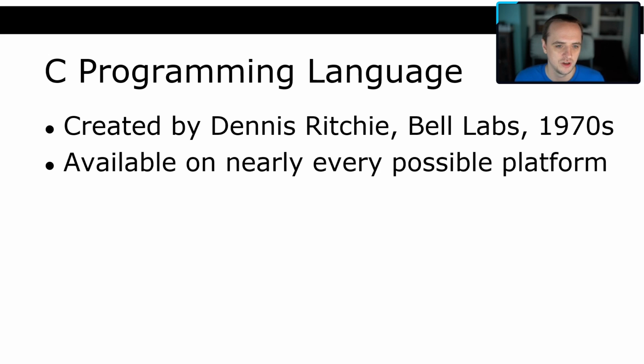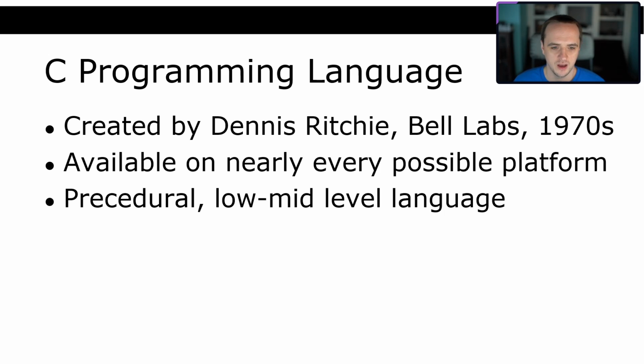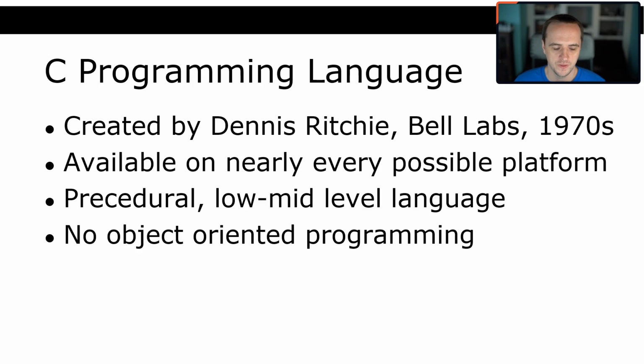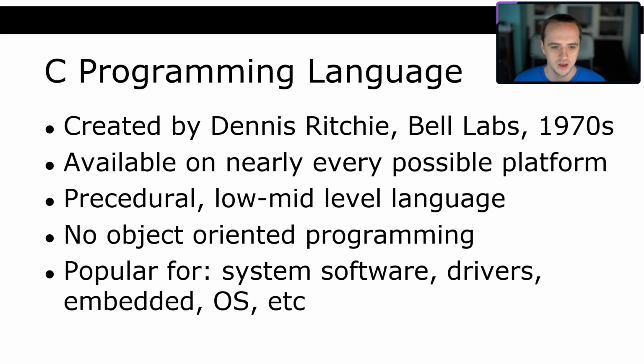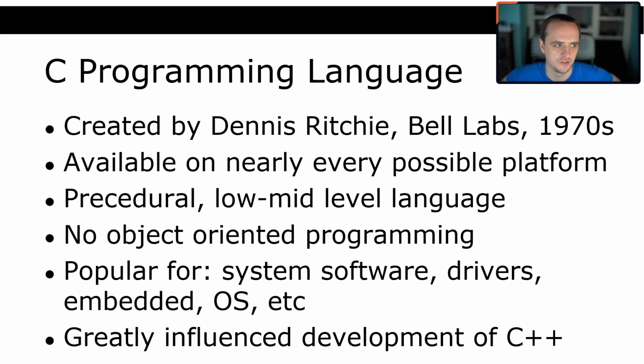C is available on pretty much any platform possible, right? Your toaster is probably running C code at some point. It's a procedural, low to mid-level programming language. There is no object-oriented programming in C. You can kind of mimic some object-oriented programming in C, but there is no inheritance or polymorphism built into C, which there is in C++. C is very popular for operating systems, for system software, for drivers, embedded software, all that kind of stuff. And it greatly, greatly influenced the development of C++.